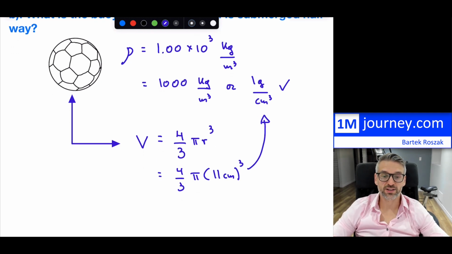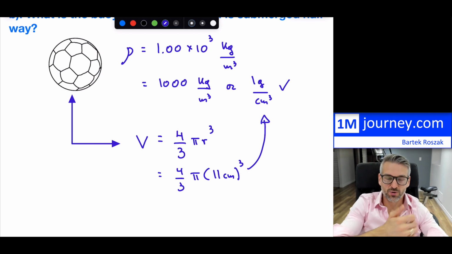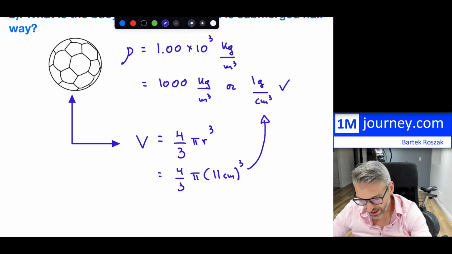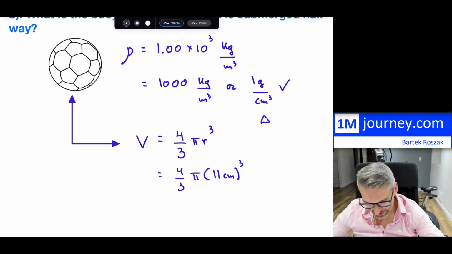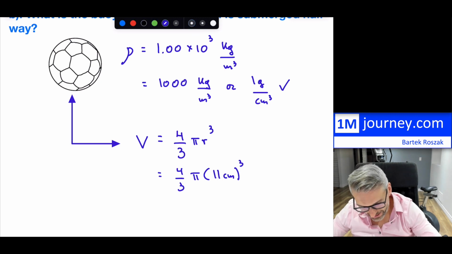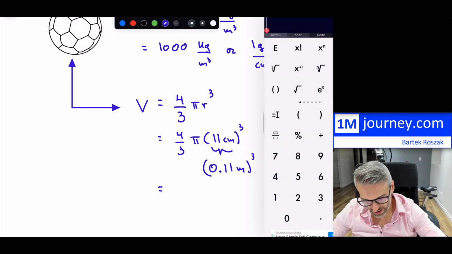Okay, or I can change it back to meters if I wanted to, so that's up to us. Whatever is convenient for you. Now, because we're doing the forces, we're going to need kilograms anyways, so I can go back and change this. So the 11 centimeters is just 0.11 meter, cubed. So now, what is that volume? All right, so let's do that.